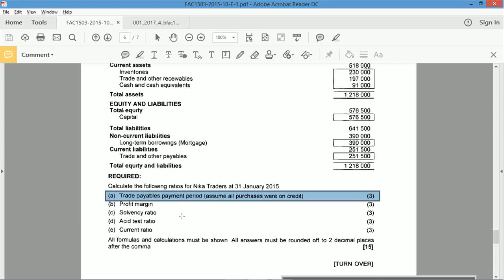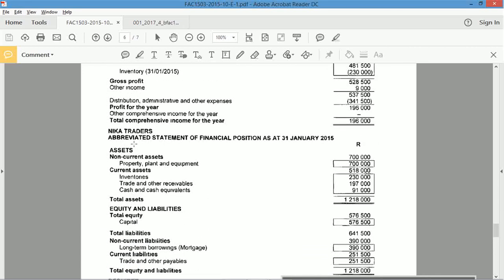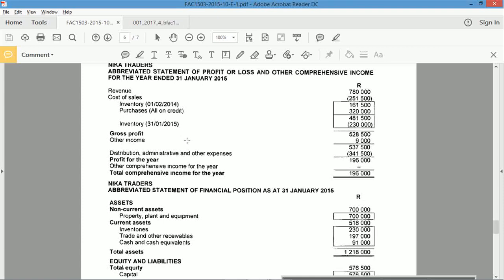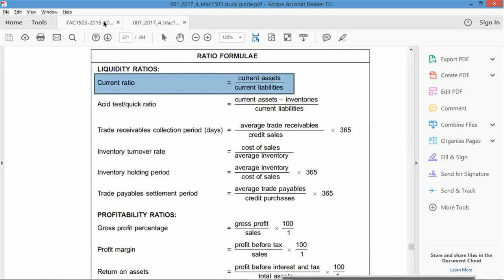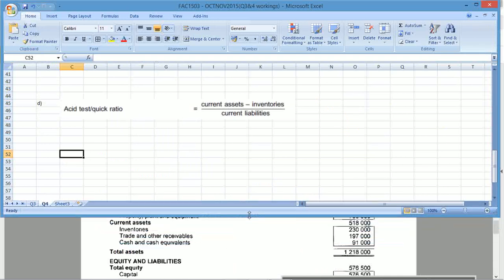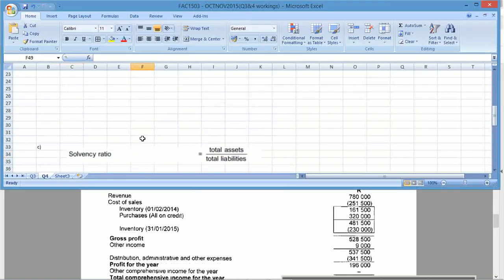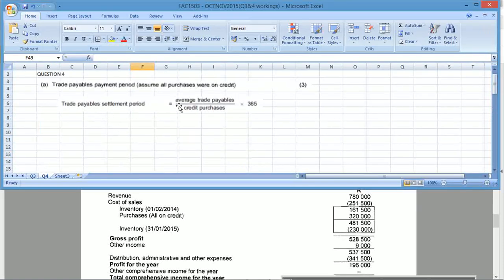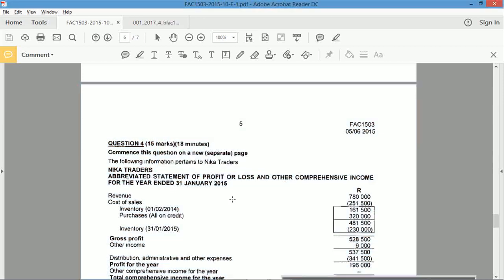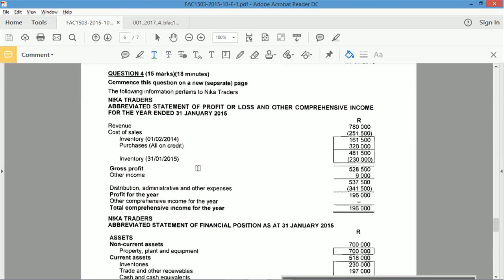Right, so once I've got those equations, all I need to do is go back and look at all of the information that they've given me in the actual question. Okay, so when I go to my answer sheet, let's look at the first ratio. What is the ratio asking me for? Average trade payables. This you need to learn. An average is the start plus the end, divide by 2. Right, so I'm looking for start and end divided by 2 here. Let's go down and let's look for it.